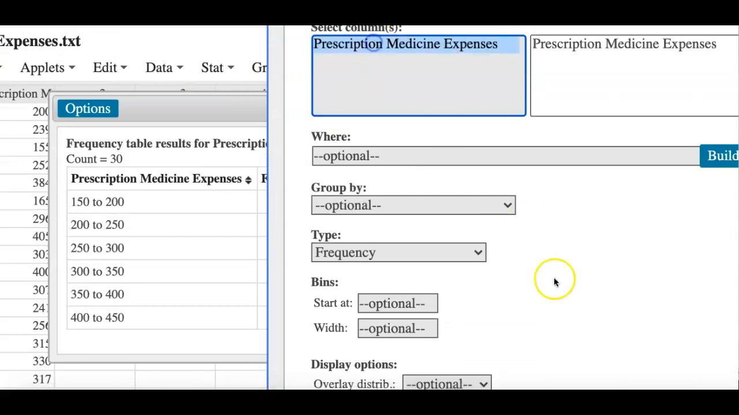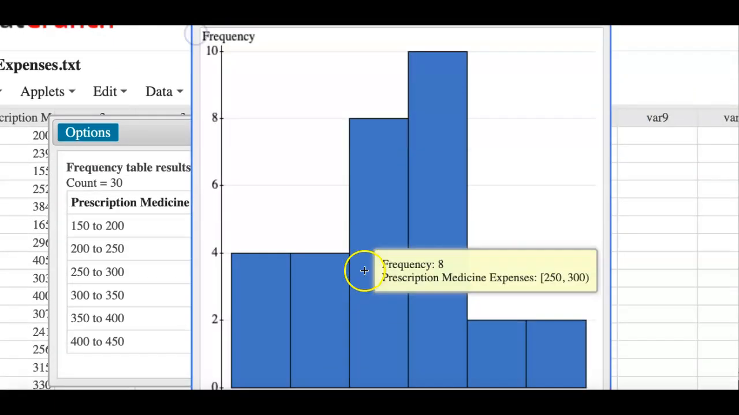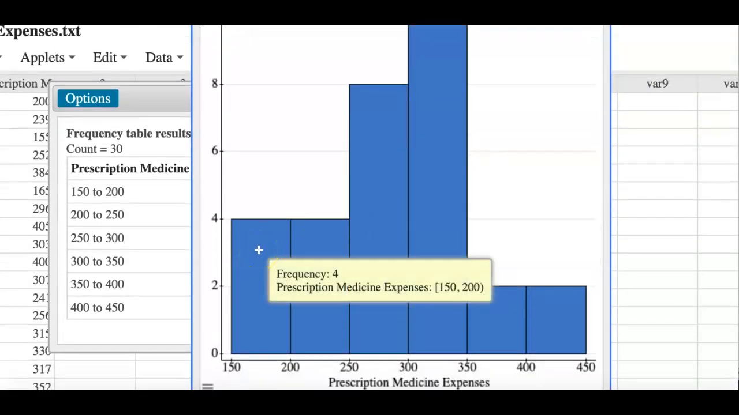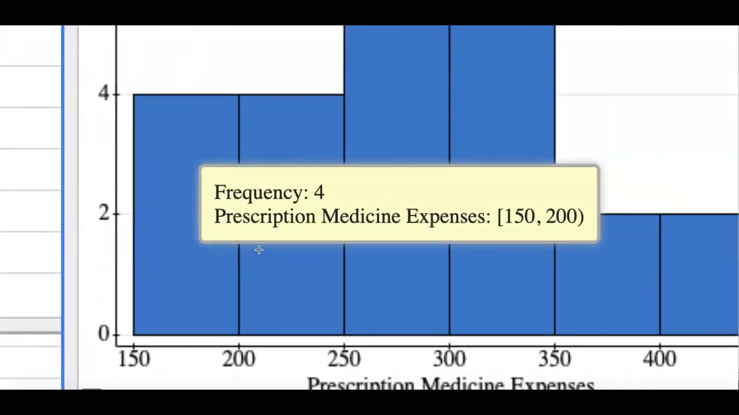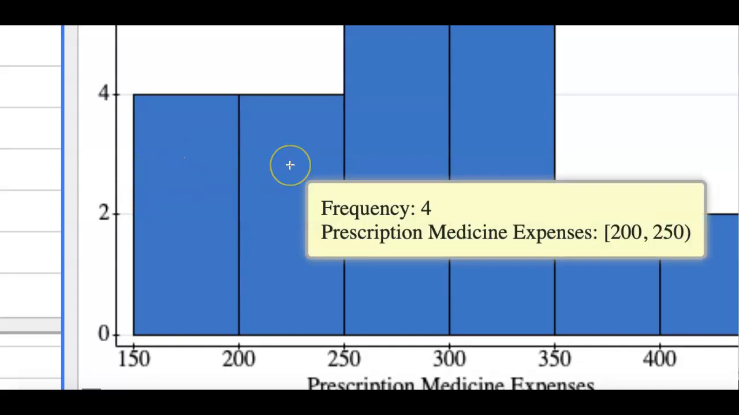Let me show you real quick. If I create a histogram and put my mouse on the first box, have you learned interval notation? Some of you learned it in pre-calculus or calculus class. You see in front of 150 there's a square bracket. That means we are including 150. But after 200 we see a round parenthesis. That means 200 is not included in this first group. If you go to the next bar and put your mouse over it, you see a square bracket in front of 200. So it includes the lower bound, but does not include the upper bound.